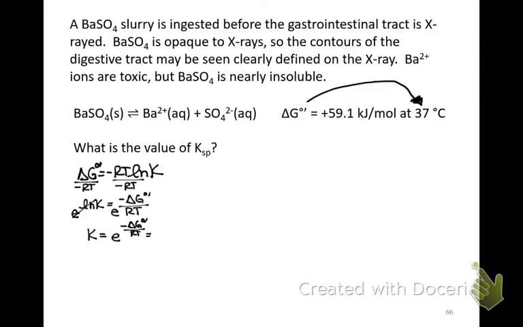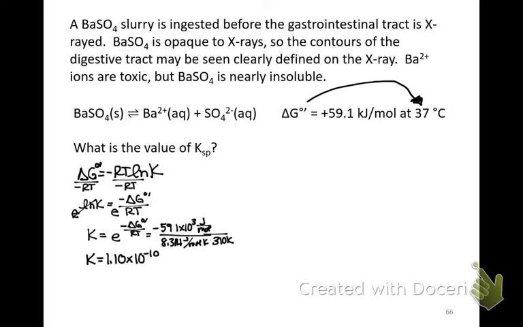So now let's fill that in. Negative delta G, so delta G here is 59.1. We're going to make that joules, so convert to joules per mole, divided by R. Which value of R do we need? The one that has joules. 8.314 joules per mole times Kelvin. And we need the temperature in Kelvin, so we'll make that 310. All right, if we calculate that, we'll find that K equals 1.1 times 10 to the minus 10.